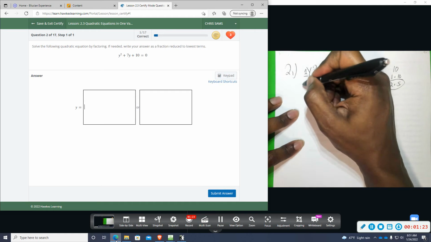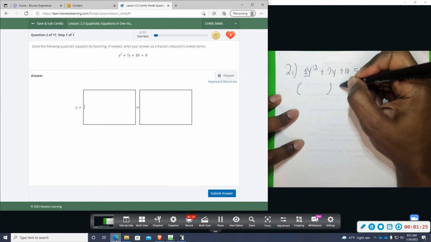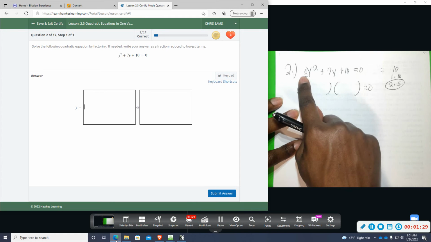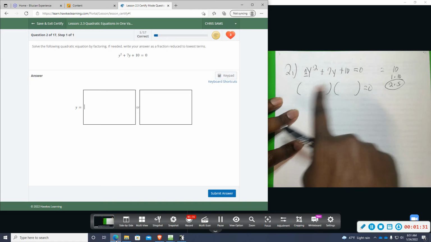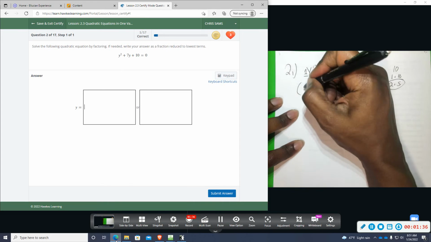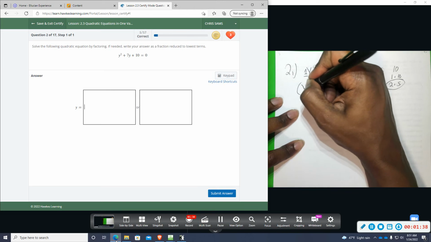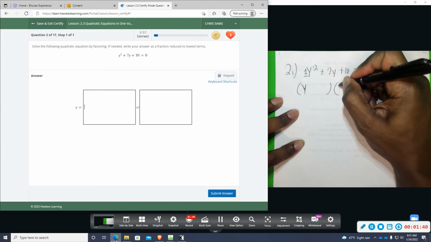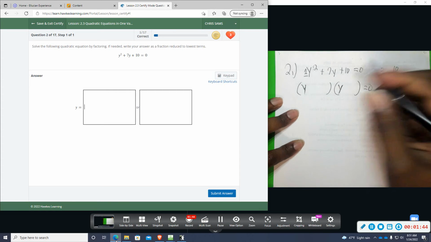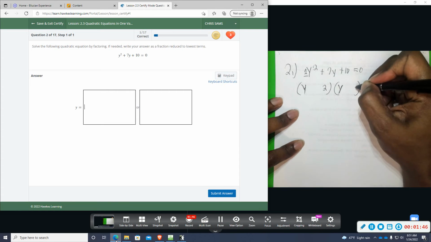It will factor. I'm going to do 2 sets of parentheses, just like before. And then the leading coefficient is 1, which we don't actually have to write. So I'm just going to put the y. I'm going to split the y up. A y over here and a y over here. And then the 2 numbers at the back, 2 and 5. And again, it doesn't matter which one goes where.